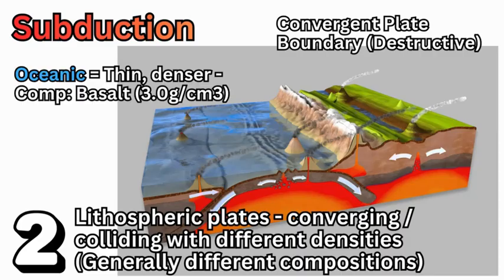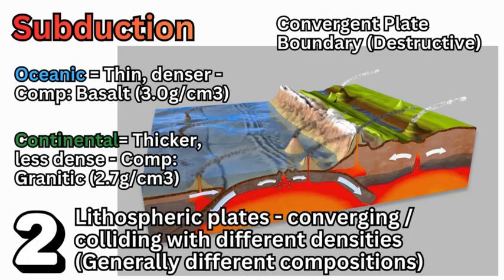Oceanic plates, or oceanic lithospheric plates, are generally denser and composed of mostly basalt, which is an extrusive igneous rock with a density of around 3 grams per centimeter cubed. These plates are generally thinner, between 7 to 10 kilometers thick, compared to the continental plates that are much thicker, on average 25 to 35 kilometers thick. And the continental is less dense, mostly composed of granitic rocks, around 2.7 grams per centimeter cubed. So the oceanic plate is denser.